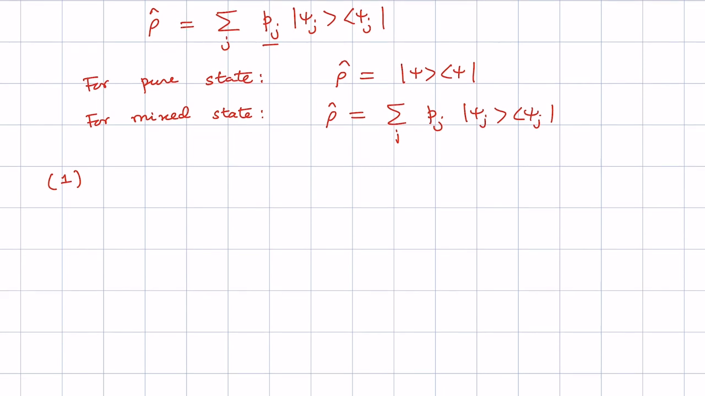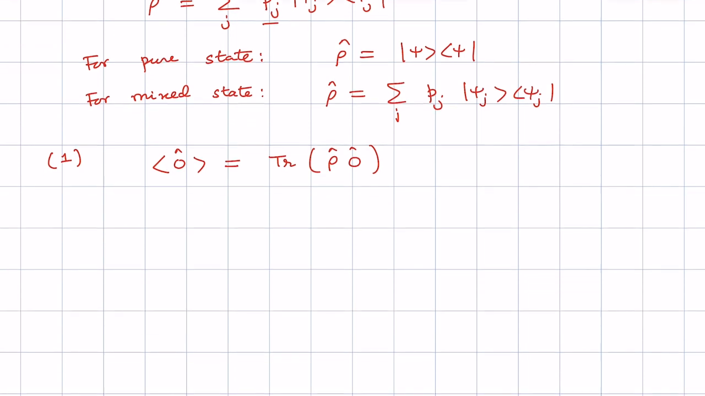In fact, one property I have already discussed in the last class, that is the expectation value of any observable. I can write it in terms of density operator: it would be basically the trace of the product of the density operator and the observable, basically the product of the matrices corresponding to the density operator and the observable. And you just need to take the trace of the product of these two matrices. That is property number one.